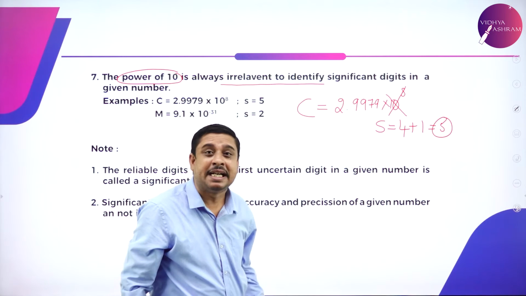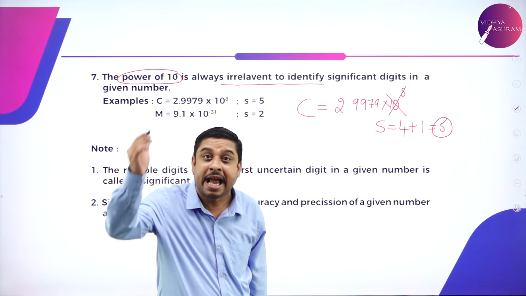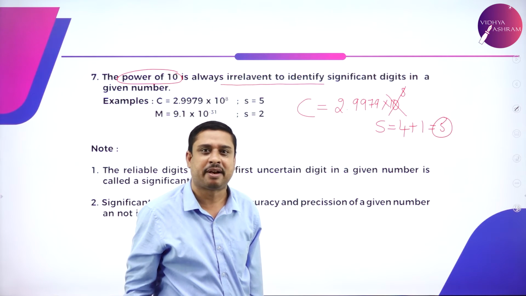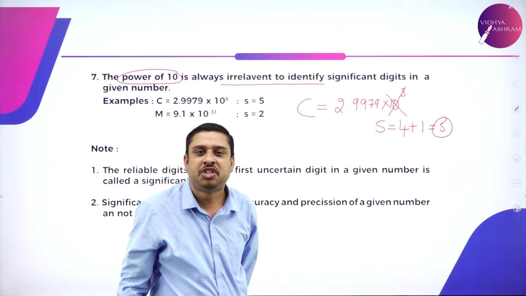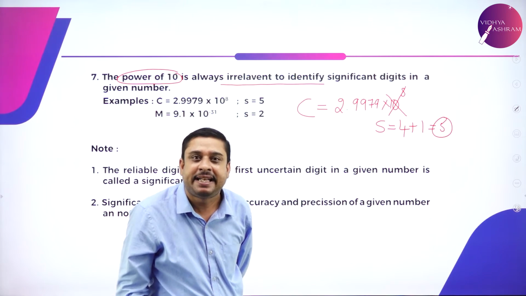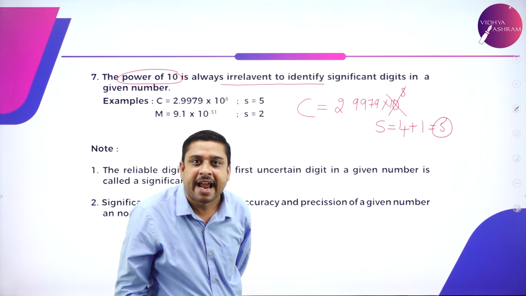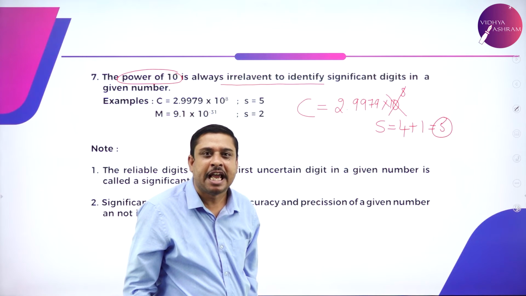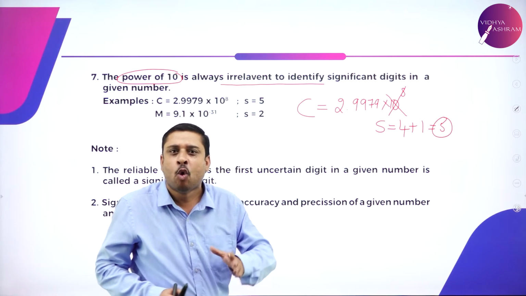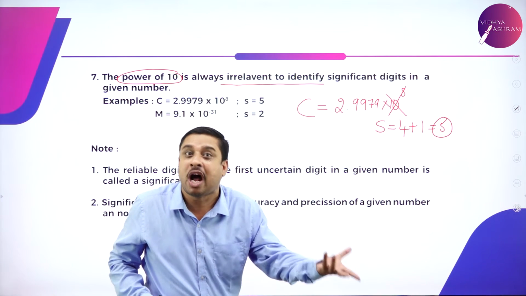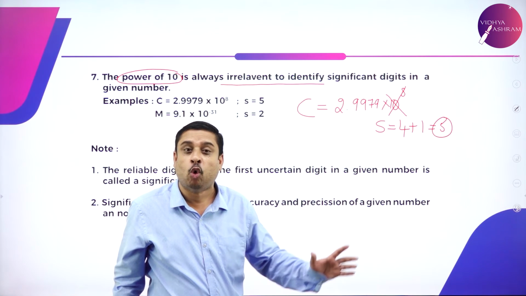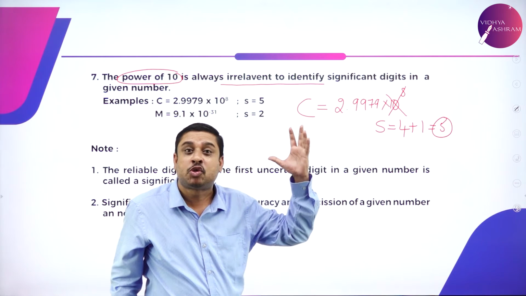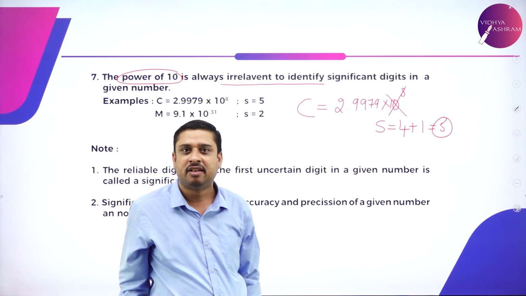I am not considering 10 power 8, which is such a large number. I am just eliminating 10 power 8 and I say there are only 5 significant digits, which is an absolute nonsense. 2.9979 into 10 power 8.